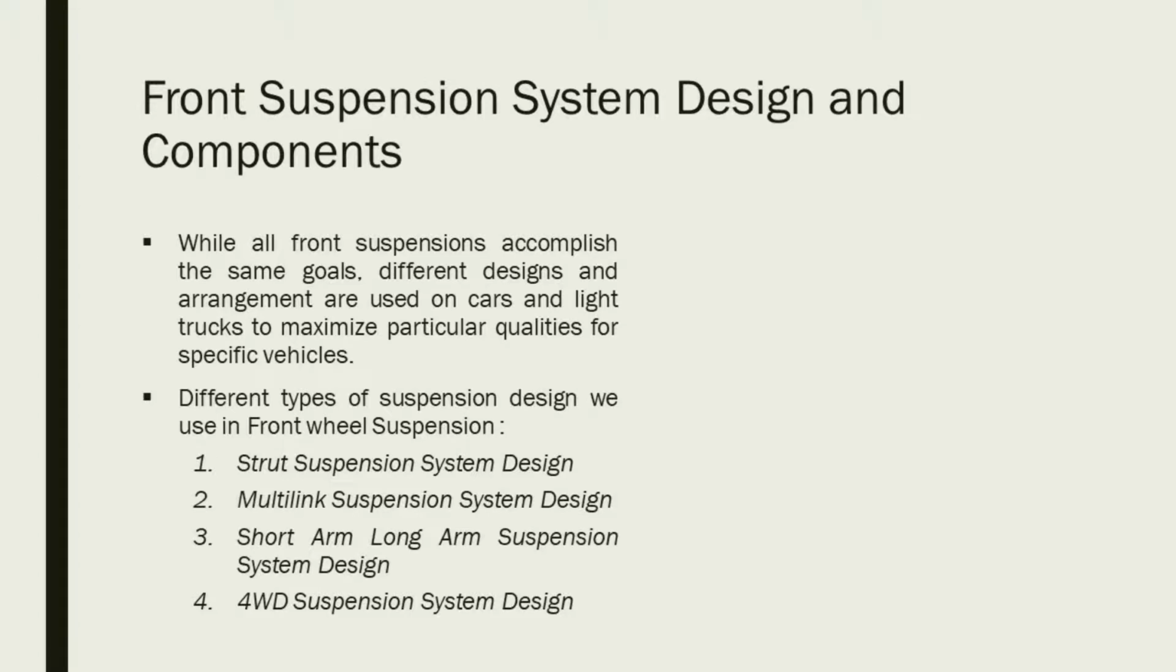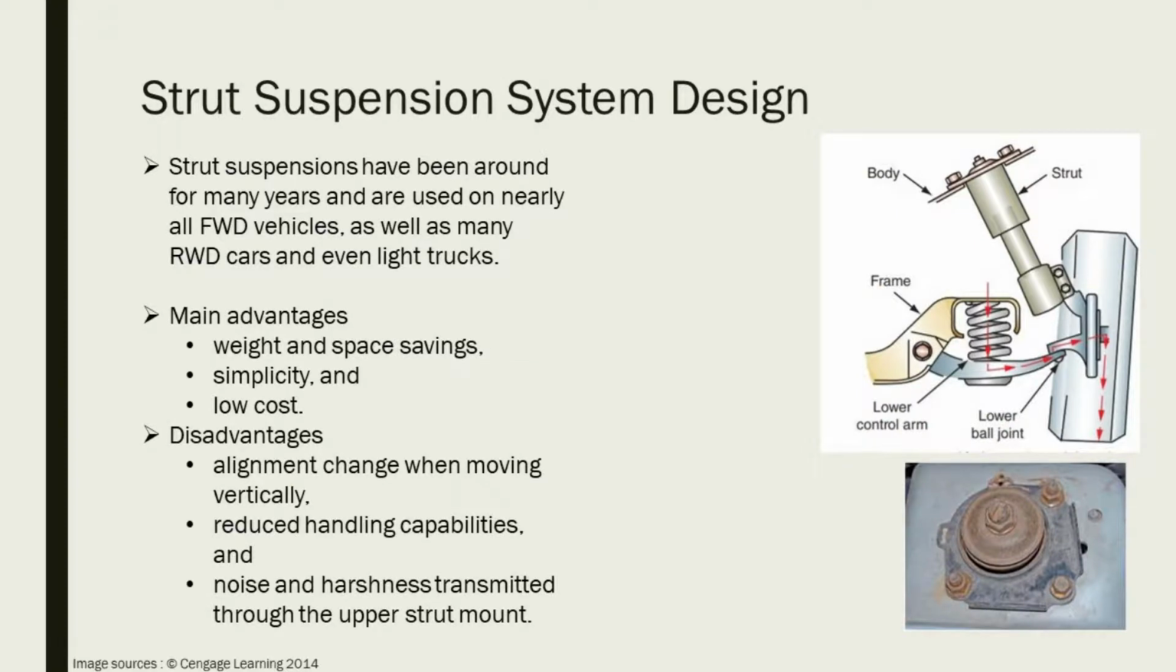Now we will come to our main objective of this presentation, the front suspension system design and its components. While all front suspensions accomplish the same goals, different designs and arrangements are used on cars and light trucks to maximize the particular qualities of specific vehicles. And there are four types of front suspension system. Here I will talk about some of them. First is strut suspension, second is multi-link, then short arm long arm suspension system, and fourth one is 4WD suspension system. So first is strut suspension system design.